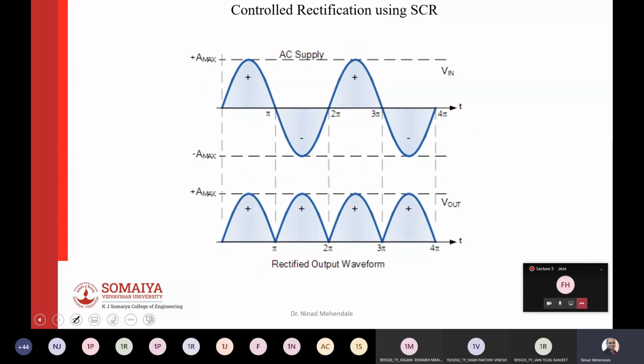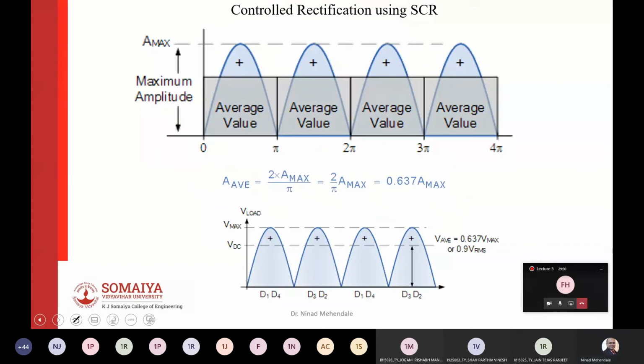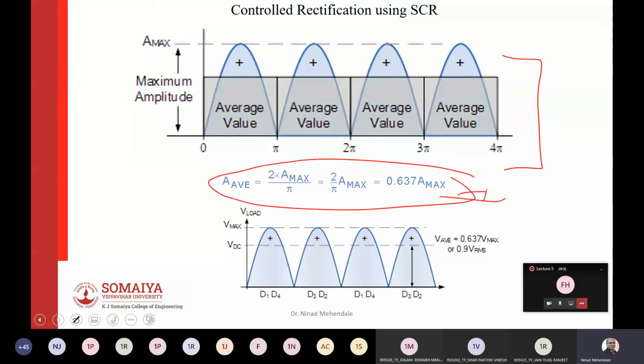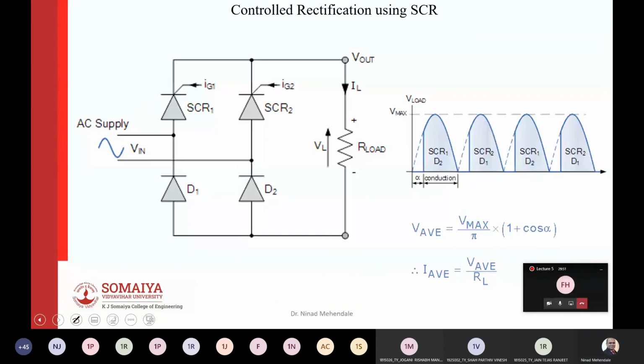For every negative or positive cycle, you will always have a positive cycle. And if you try to calculate the average value now, it will be double the earlier, 0.637 times Amax, because for every cycle you have a DC corresponding output. So that's why you will have 0.637 times the Vmax as your average value, average output, or VDC, as we call it.